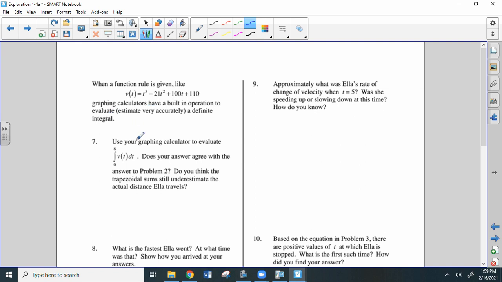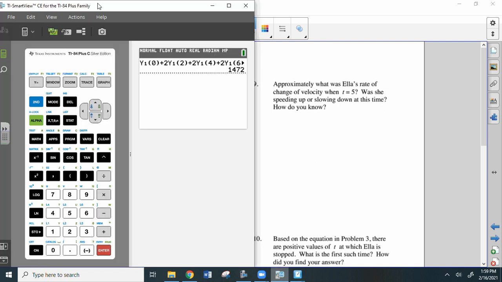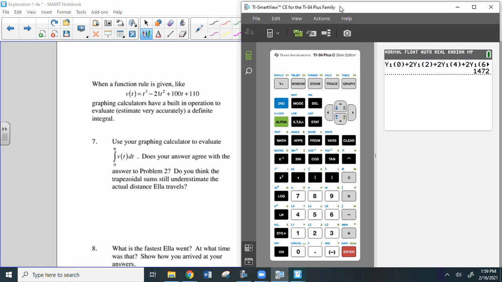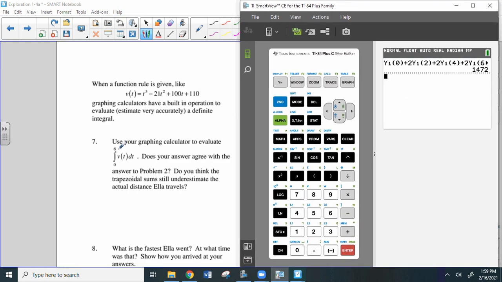Okay, so what we're going to do is use our graphing calculator to evaluate the integral from 0 to 8 of v of t. All right, so on my calculator, let me pull it back up. We talked about this a little bit. If I want the integral symbol, I have to hit math 9. We're going to put 0 at the bottom and 8 at the top.